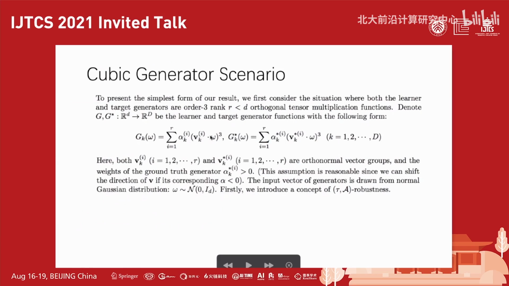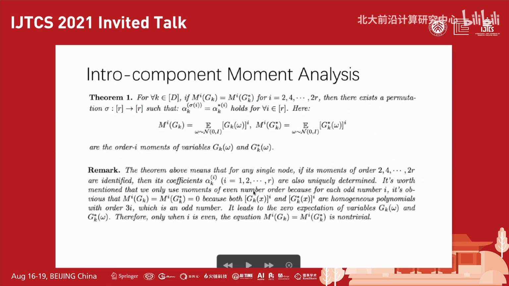Here, the input vector of generators omega is drawn from the normal Gaussian distribution. Under some assumption on the parameters alpha k's, we can strictly prove that for each component of gk and gk star, if their lower order moments, from the second order, fourth order, up to the 2R-th order moments, are perfectly fitted, then we can say that the parameters alpha k and alpha k star are exactly the same. They are equivalent over a permutation operation.